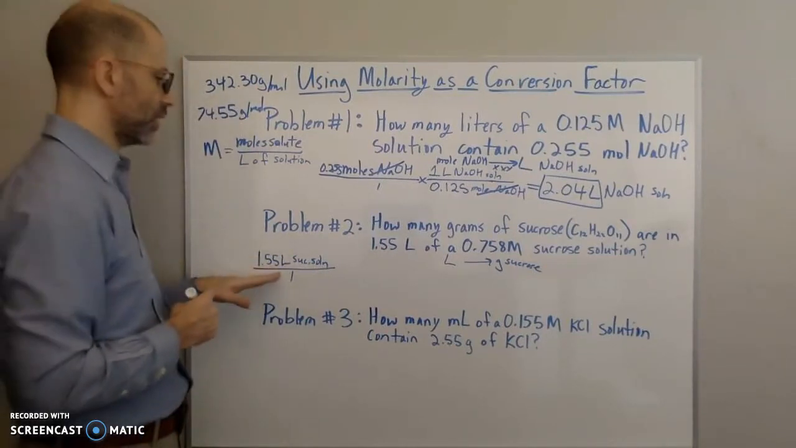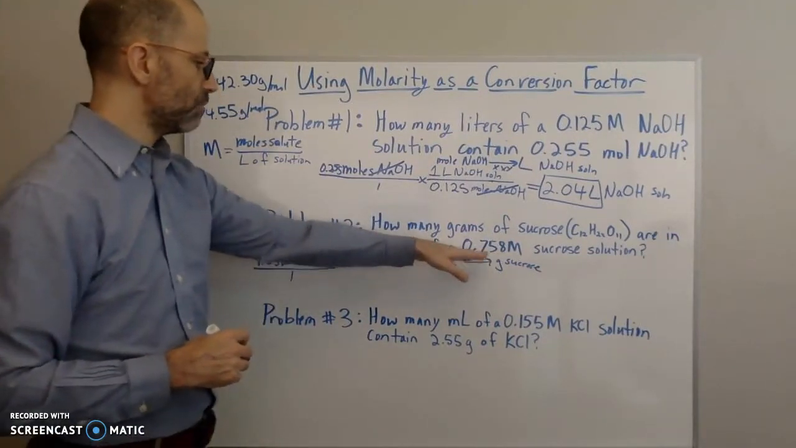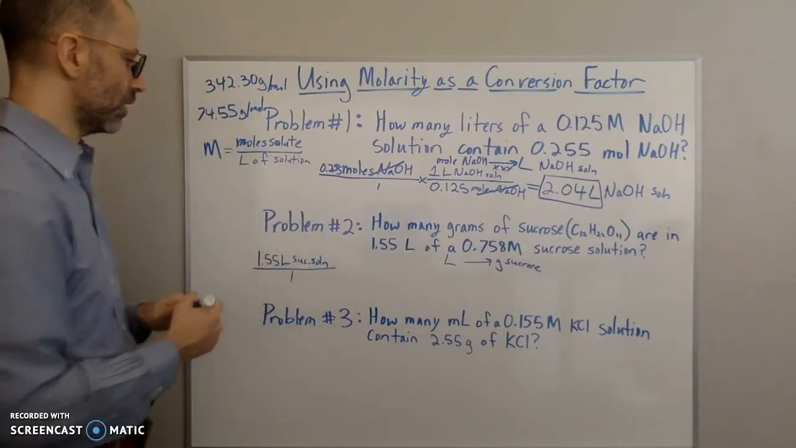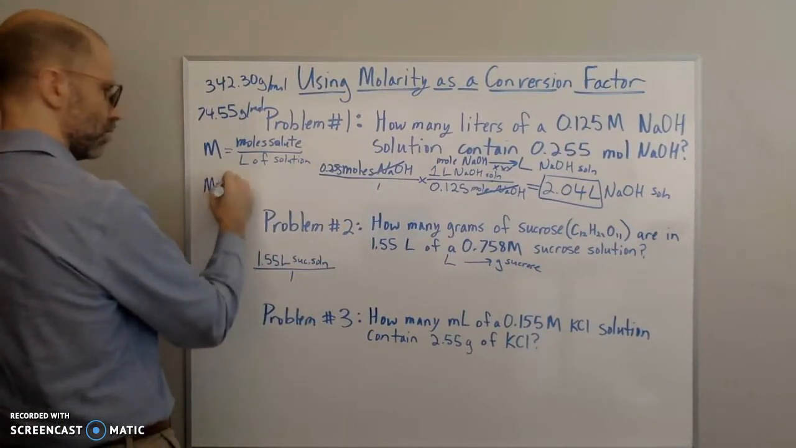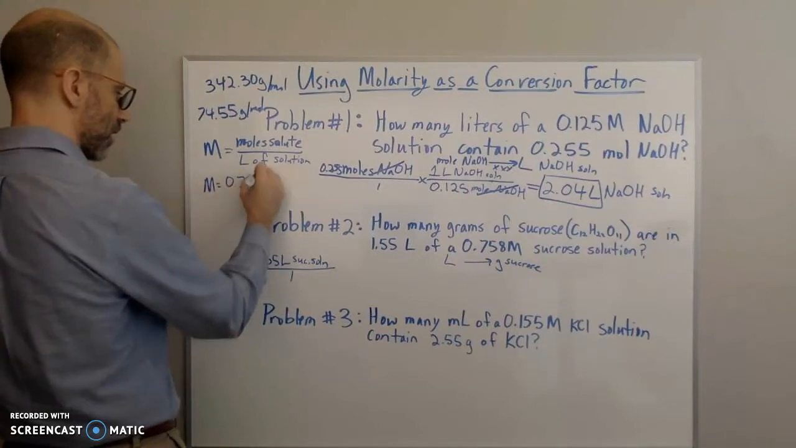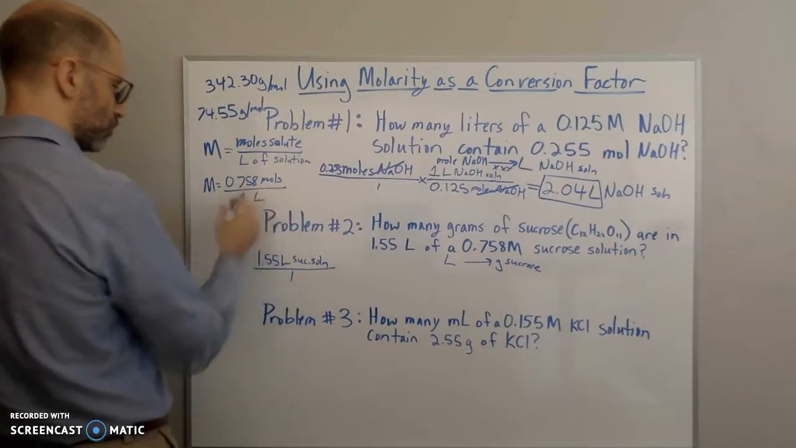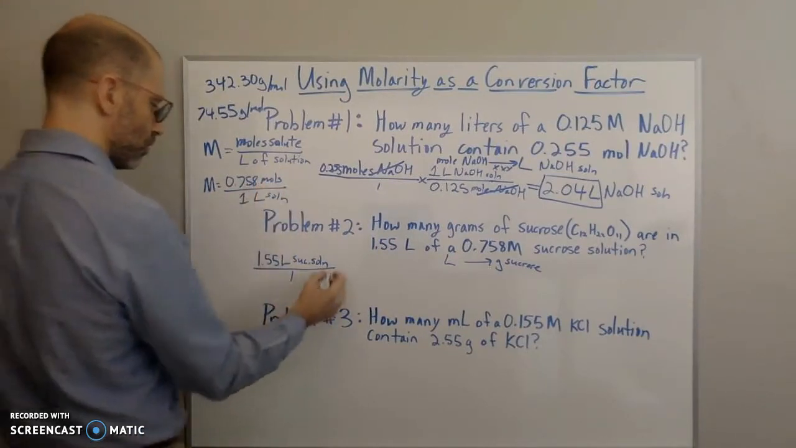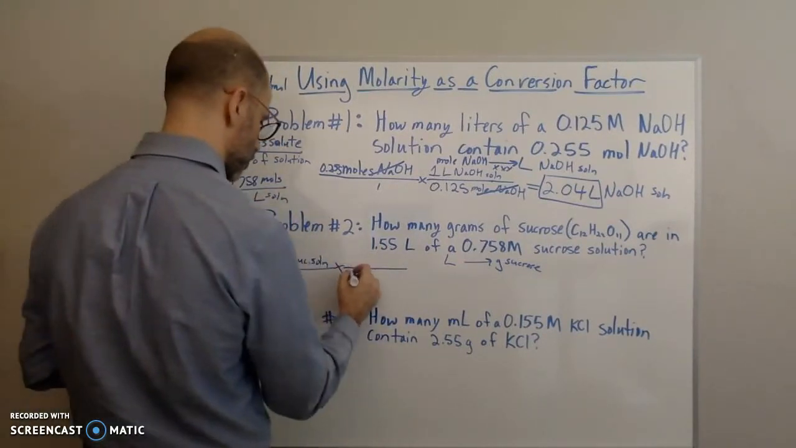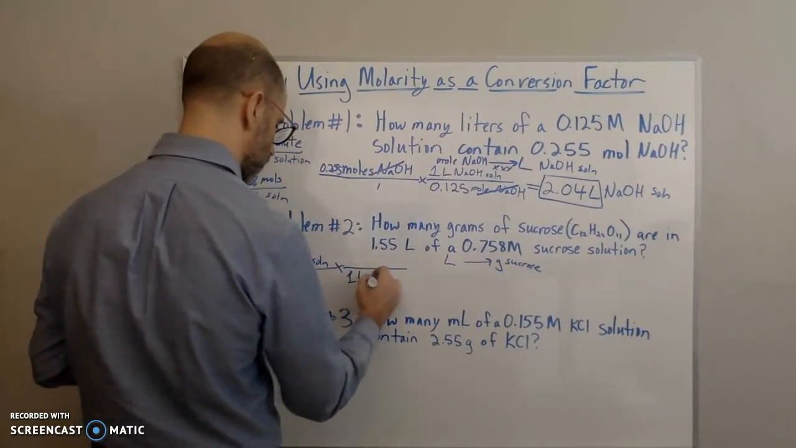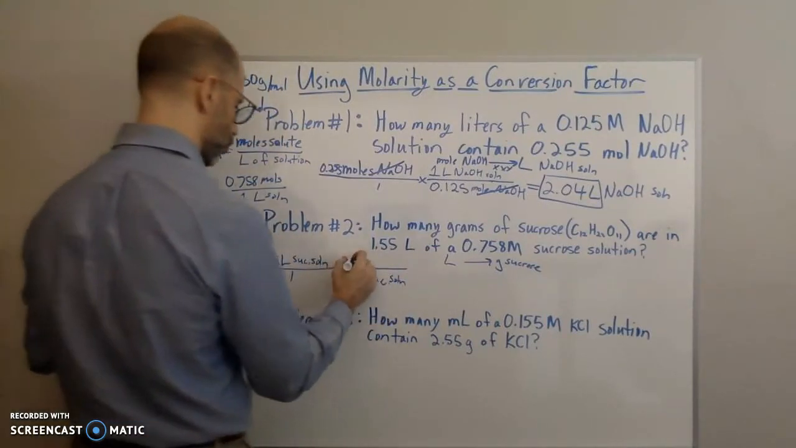And now we need to convert from liters. So now we can use our molarity. So molarity here is 0.75 moles per 1 liter. That's what that means. So again, if you write this out, molarity is equal to 0.75 moles per 1 liter of solution. So I'm going to use that as a conversion. So I have liters on top, so 1 liter of the sucrose solution on the bottom, and then moles goes on top.